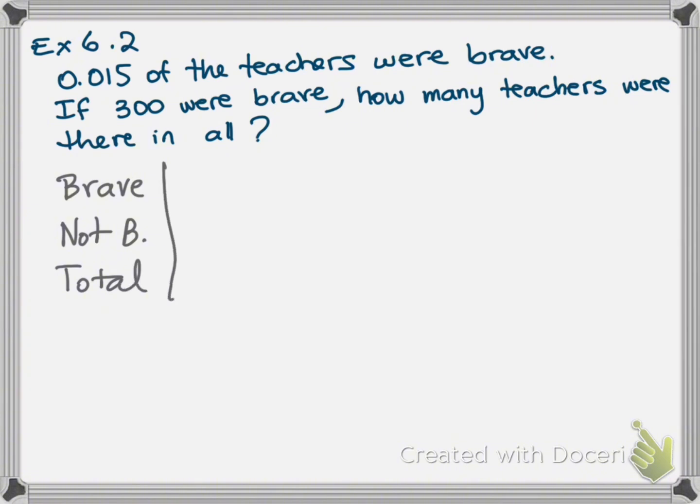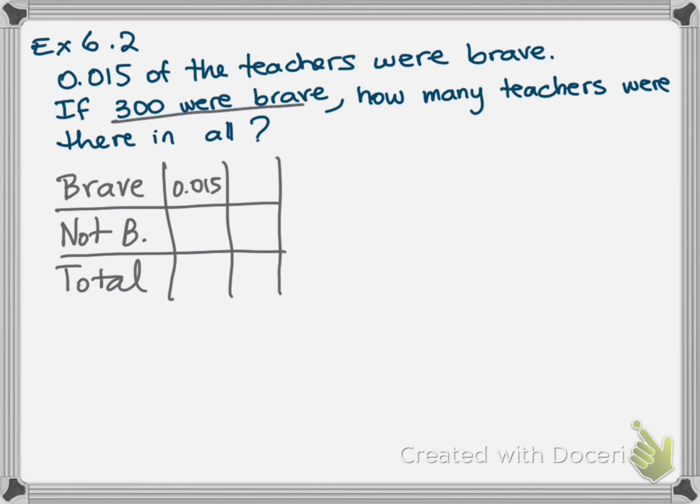And with that, I can work a table to compare what they're giving us. So here we put that 15,000 represents the ones that are brave, and they actually give us the amount that are brave, which are 300. Remember, this is the actual count, and this is in percent, decimal, or fraction. And so what they're asking is how many teachers were there in all? This is the total. Now remember that since we're working with decimals, my total is represented by a 1.